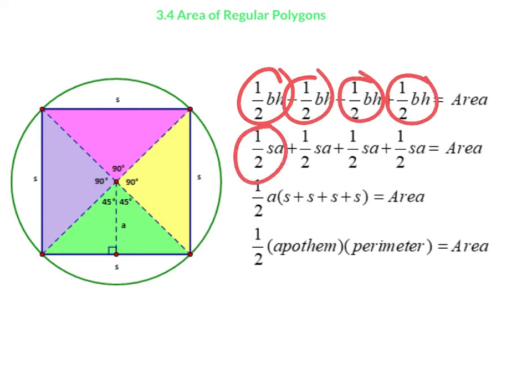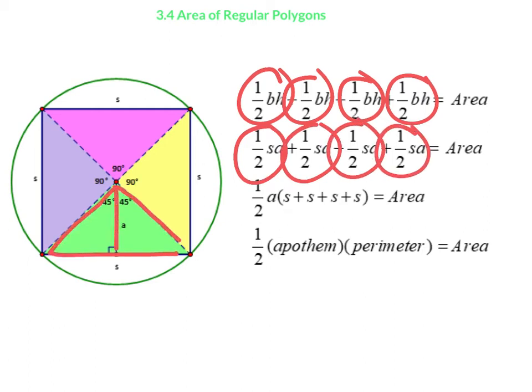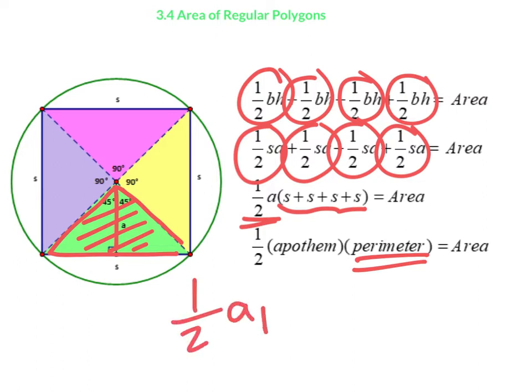BH could be substituted by side times apothem in each of those, right? Side times apothem divided by 2 gets you this region. And with a little bit of factoring, we find out that it would be 1/2 the apothem times 4 s's, which is also known as the perimeter. So here is a brand new formula. This will calculate the area of a regular polygon, any of them.